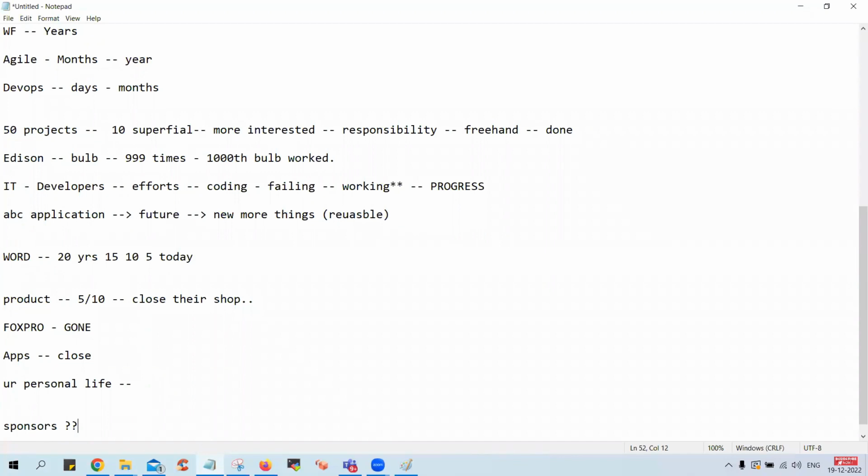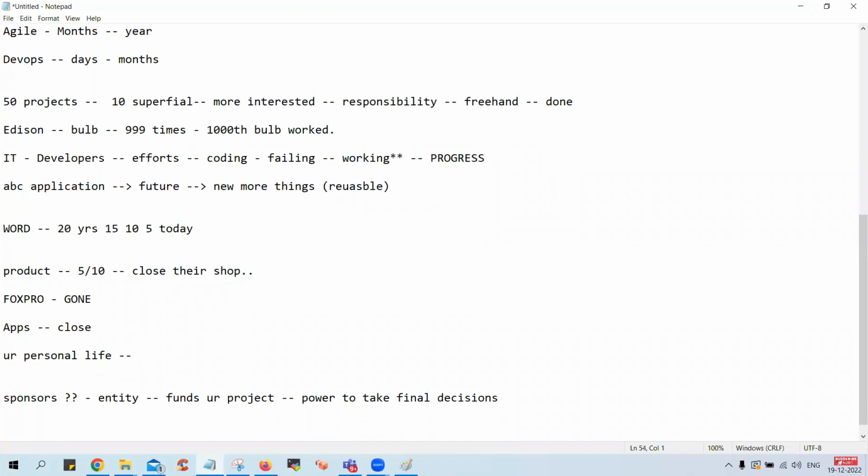A sponsor is an entity. First of all, it's an entity. This entity funds your project and has the power to take final decisions. Those are called sponsors. So if tomorrow suddenly the sponsor says, please shut down the project, we have to shut down. That's it. That is the final authority. Generally, the sponsor is associated with the fund, or you can say the owner of the project. Got it? On the project management side, we call this the owner of the project.